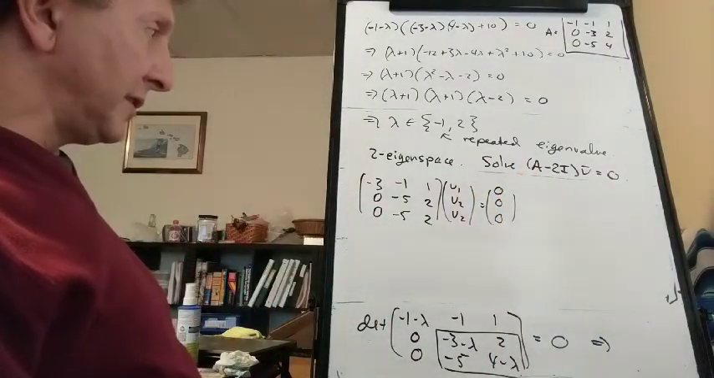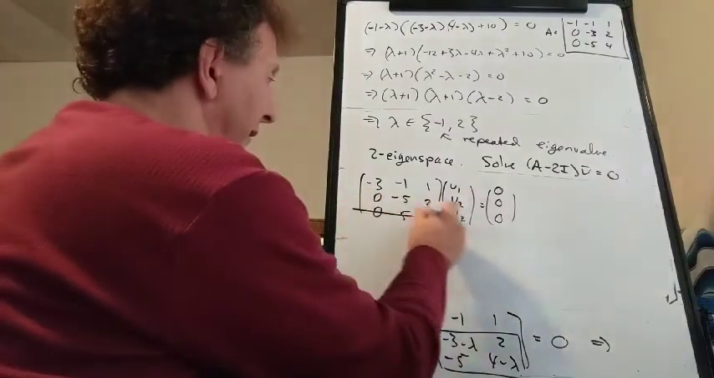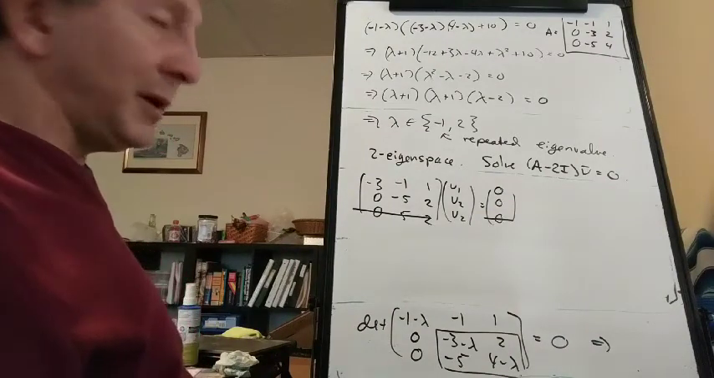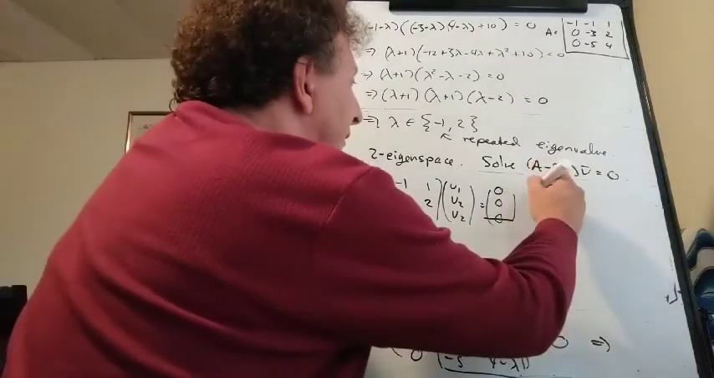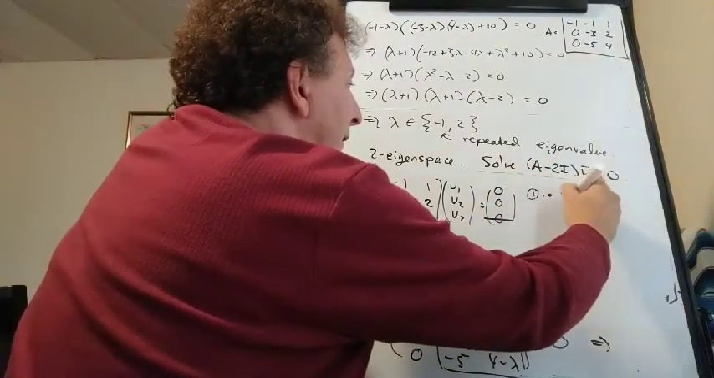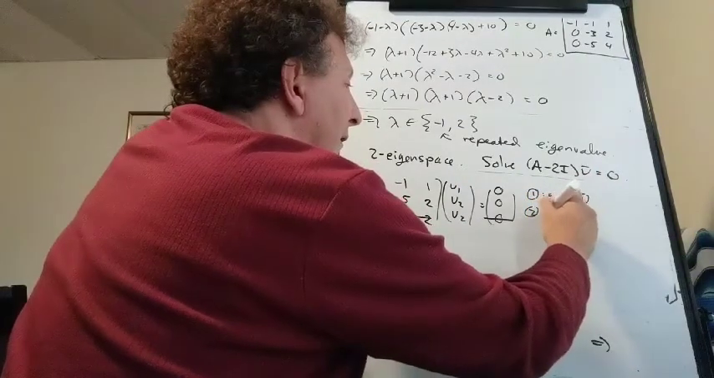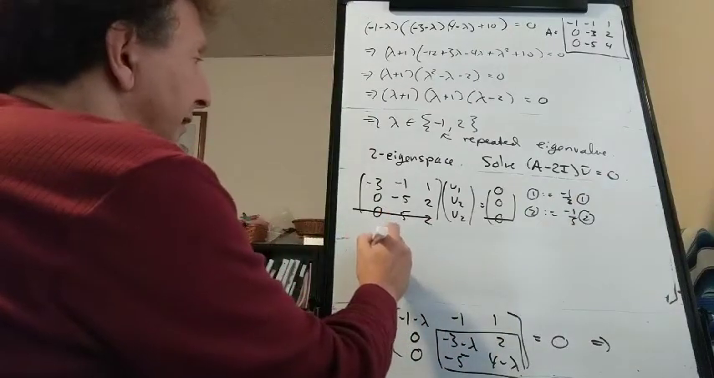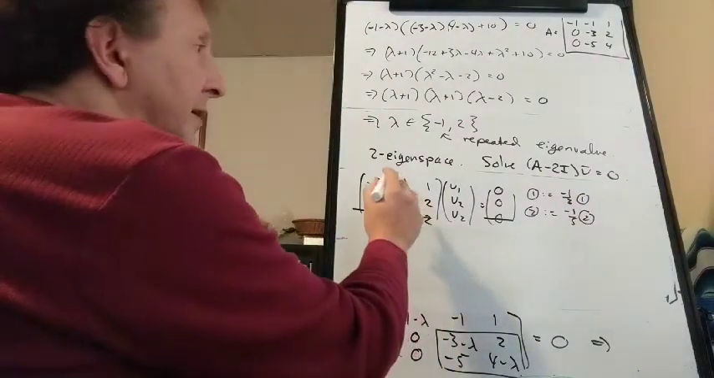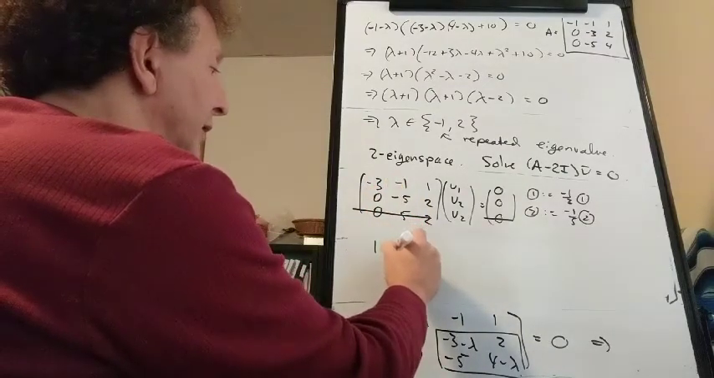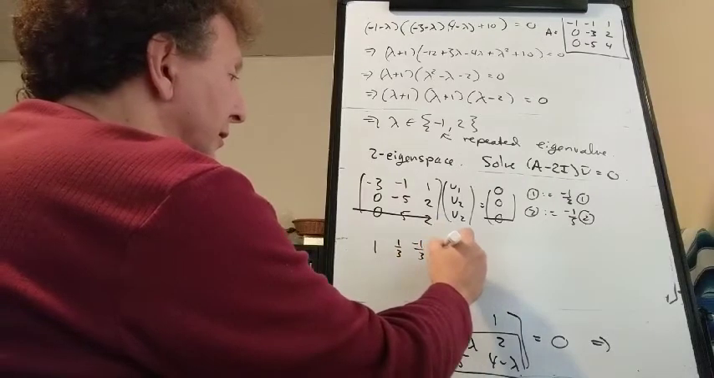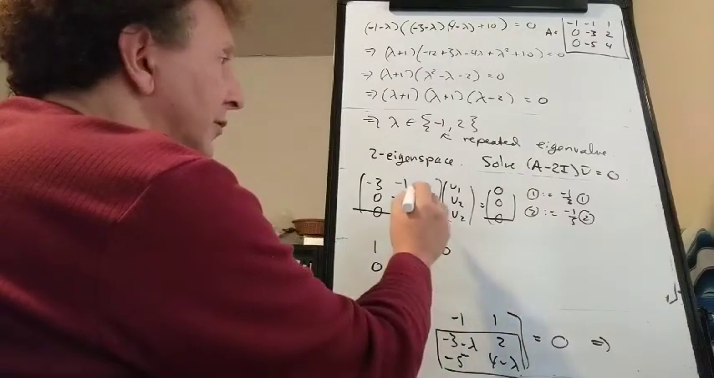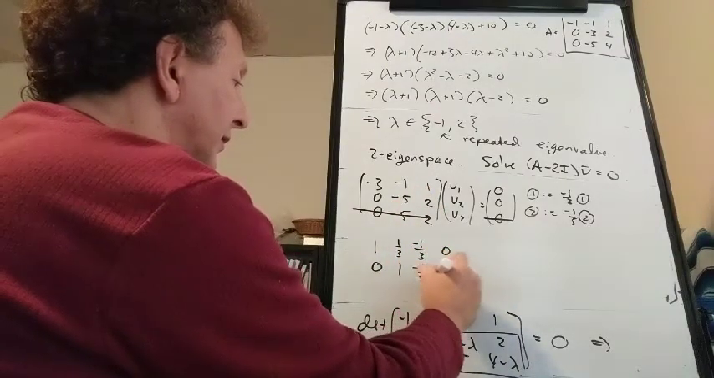Well, the third equation is exactly the same as the second equation, so we can just forget about that one. And let's divide the first equation by -3 and the second equation by -5. Then we've got negative 3 over negative 3 is 1. Negative 1 over negative 3 is 1/3. And 1 over negative 3 is negative 1/3. And then negative 5 over negative 5 is 1. 2 over negative 5 is negative 2/5.